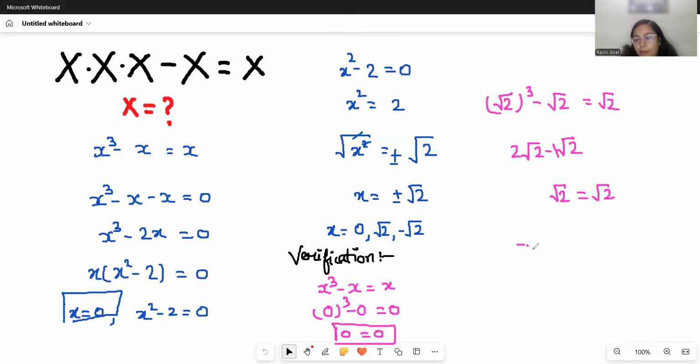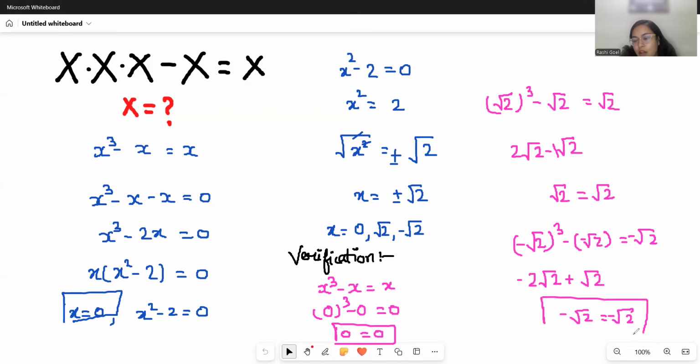This is also correct. Minus root 2 cube minus minus root 2, is it equal to minus root 2 or not? So this gives us minus 2 root 2 plus root 2. So this gives us minus root 2. So yes, it is also verified. So all three solutions are verified.